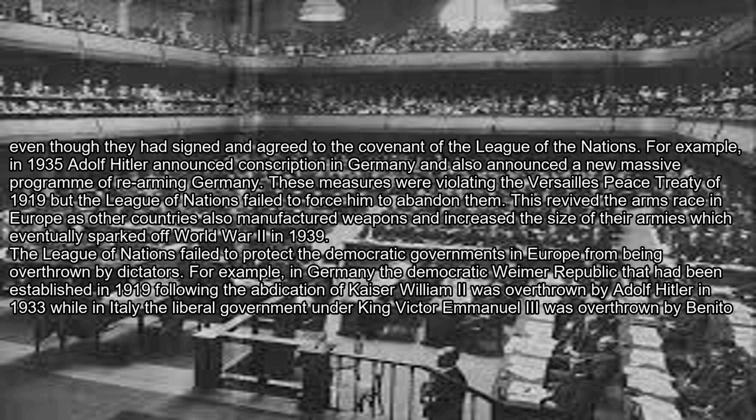The League of Nations failed to protect the democratic governments in Europe from being overthrown by dictators. For example, in Germany, the democratic Weimar Republic that had been established in 1919 following the abdication of Kaiser William II was overthrown by Adolf Hitler in 1933, while in Italy the liberal government under King Victor Emmanuel III was overthrown by Benito Mussolini in 1922. The same was true in Spain, where General Franco, with the support of Hitler and Mussolini, overthrew the constitutional monarchy in 1936 and established a fascist regime there.